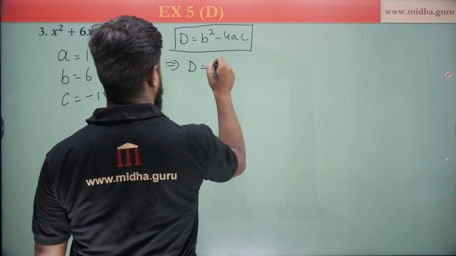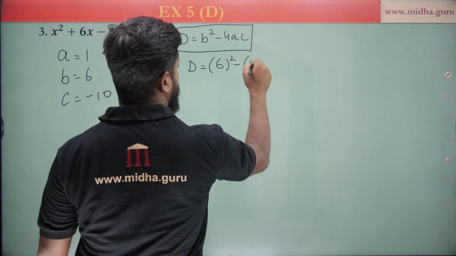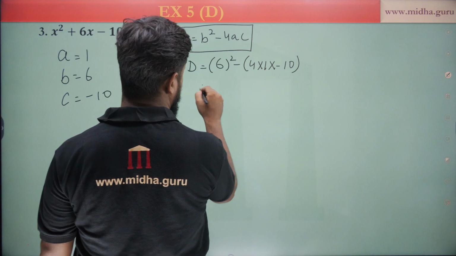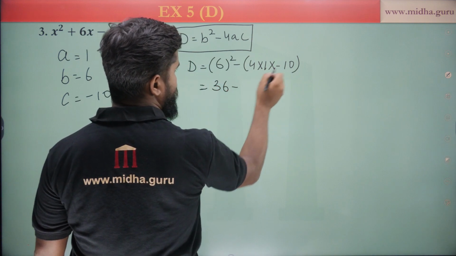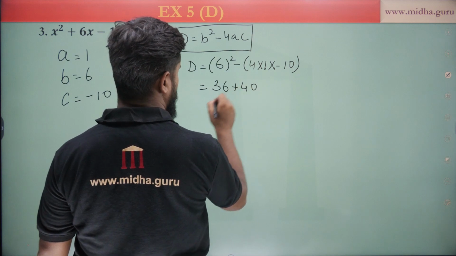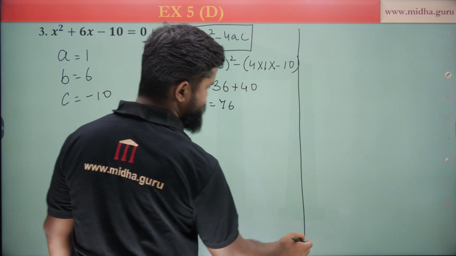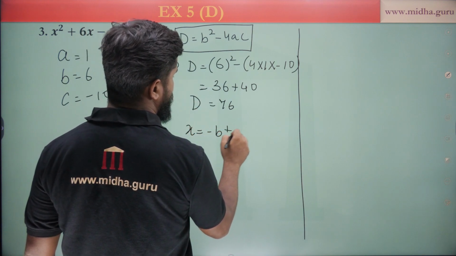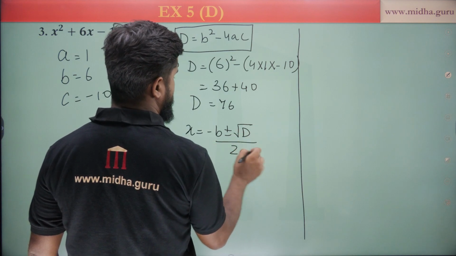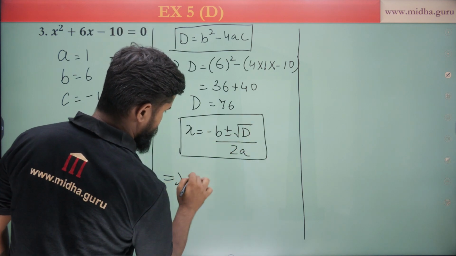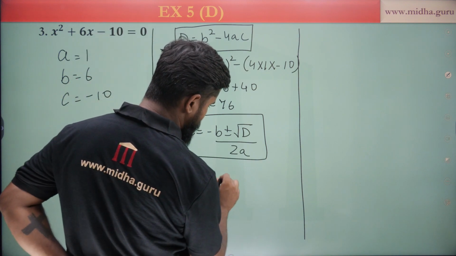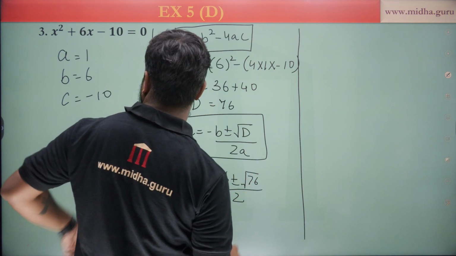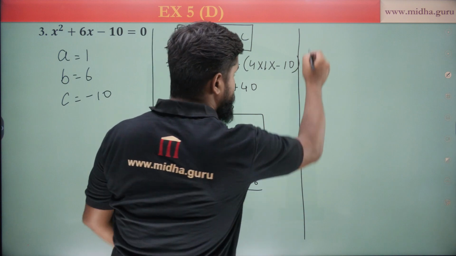So the discriminant will become b squared, that is 6 squared, minus 4 into a is 1, c is minus 10. 6 squared will be 36, and since minus and minus becomes plus, it is 4 into 10, that is 40. So we get 76. So the discriminant is 76. Now again, coming back to the quadratic formula. So we'll write x is equal to, now since b is 6, minus b will become minus 6, plus or minus the root of the discriminant 76 divided by twice of a, and a being 1 will be 2.